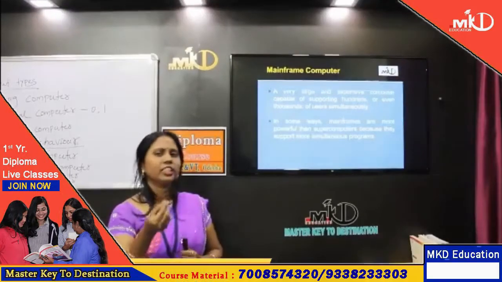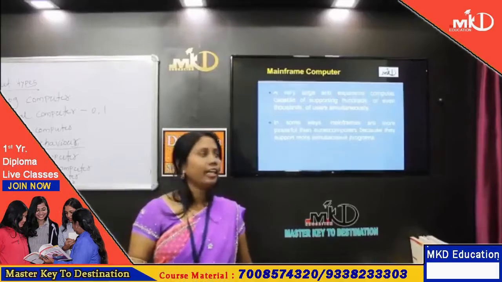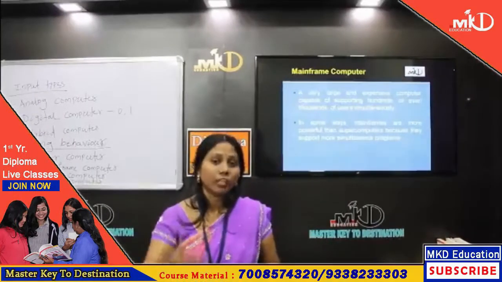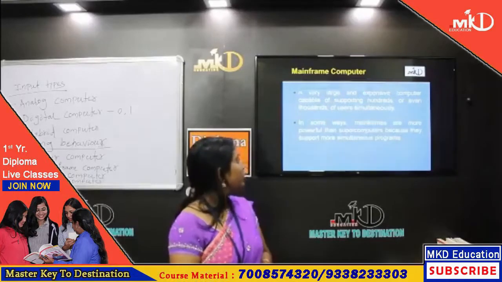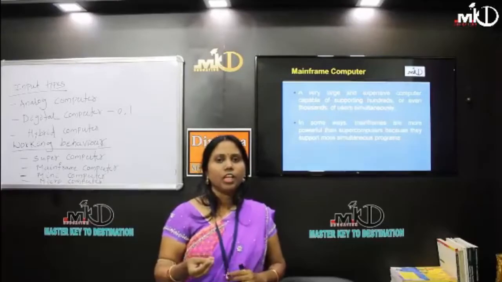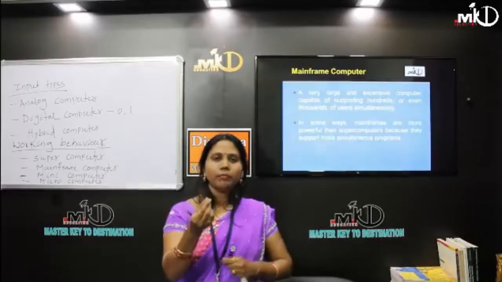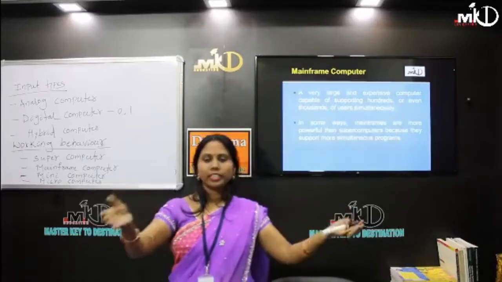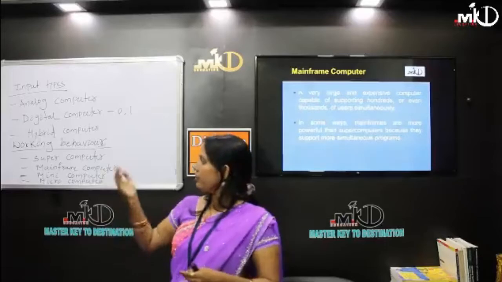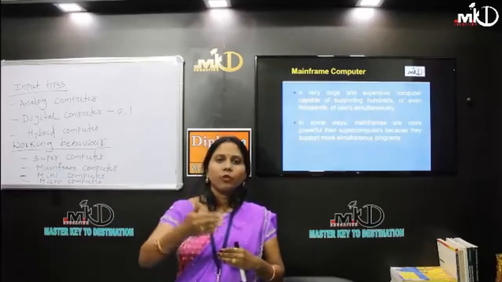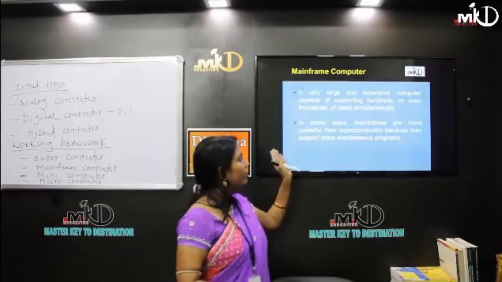If I consider a single program, then a supercomputer is faster. But if we consider more than hundreds and thousands of users at a time, then mainframe computers are more powerful than supercomputers, and they are very expensive. So this is the main difference between mainframe and supercomputer. For a single program, the supercomputer is faster. If hundreds and thousands of users are working simultaneously, the mainframe is best. So this is all about mainframe computers.